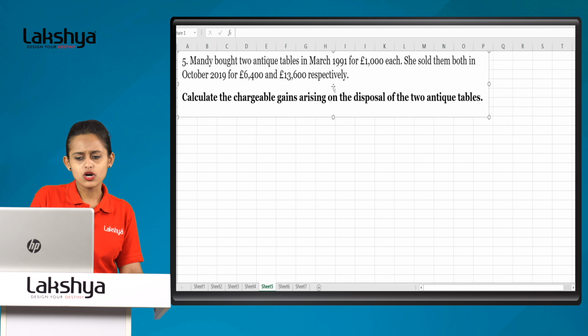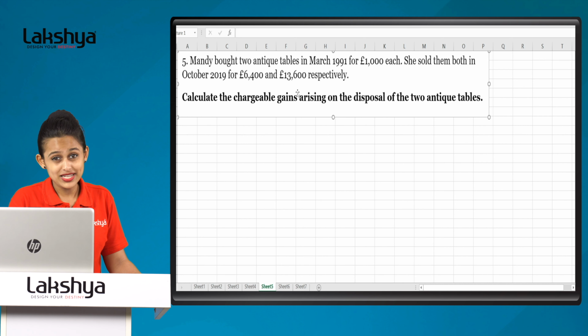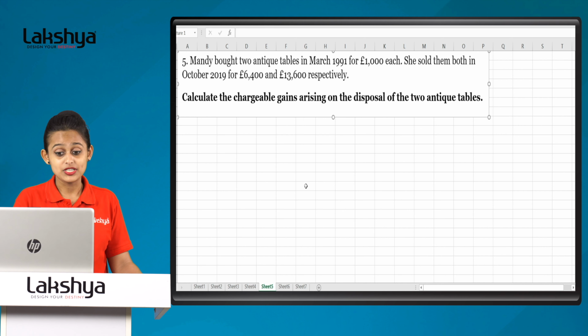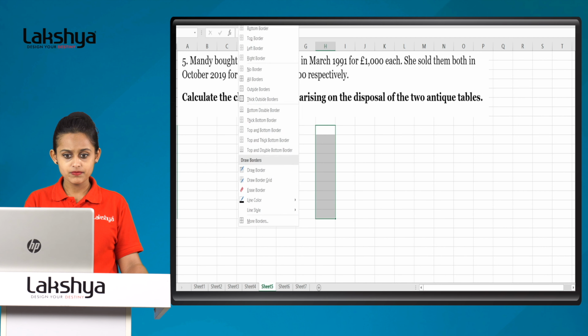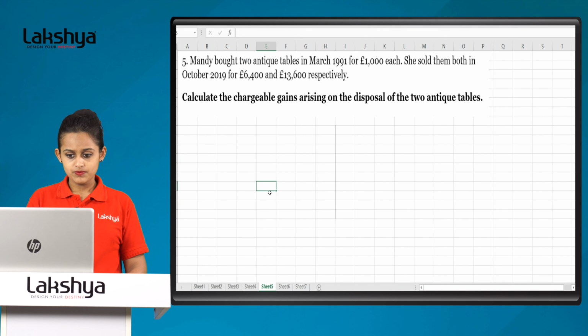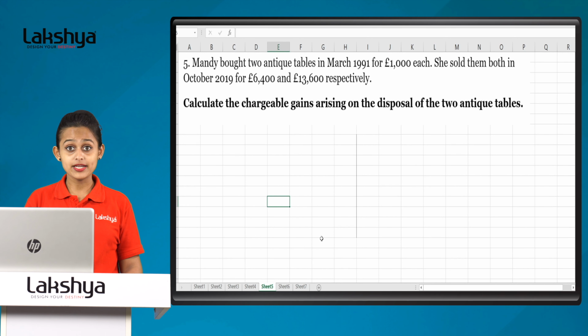Both the tables are costing 1,000 and their sales are 6,400 and 13,600 proceeds. So if you take a look at this, both of them are cases of gain. So we'll do both the calculations separately.